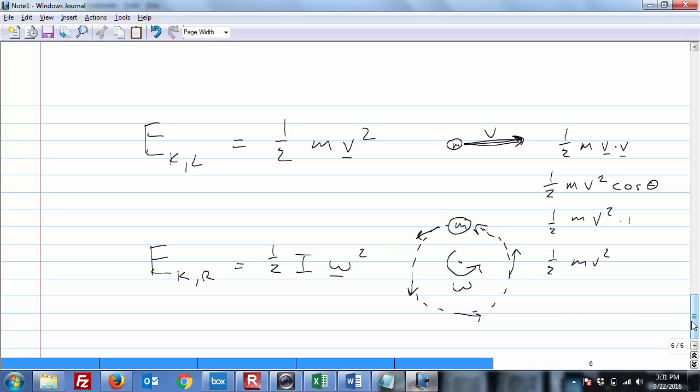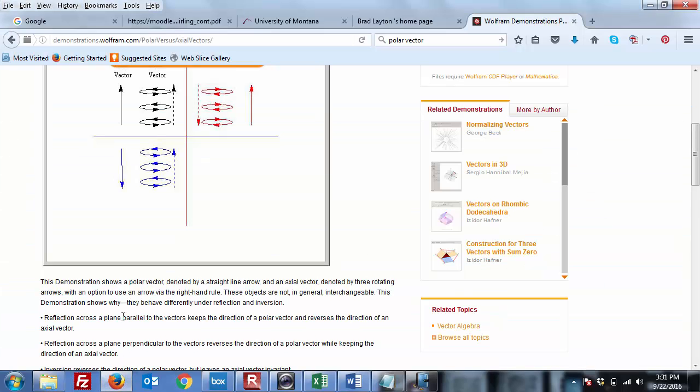So yeah, I don't know how to explain it. They're both still energy. One's spinning and one's just moving in a so-called straight line.